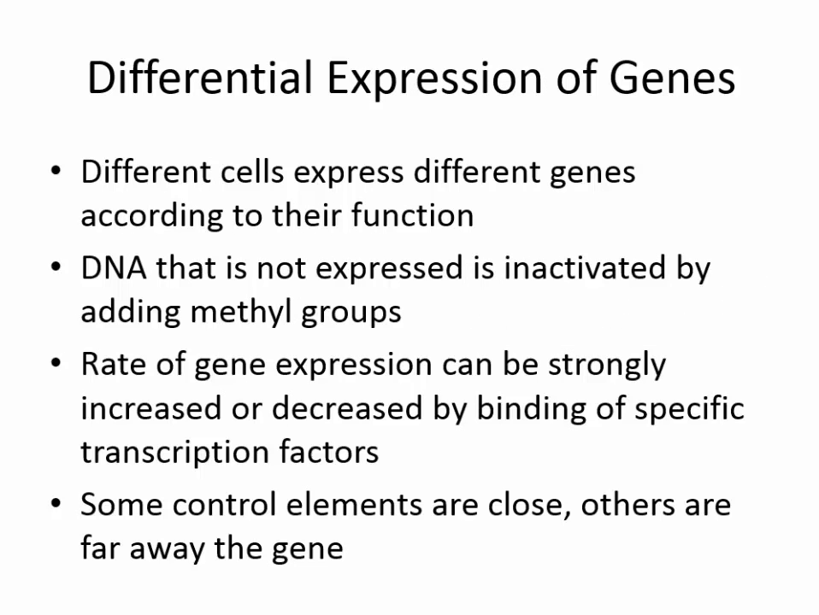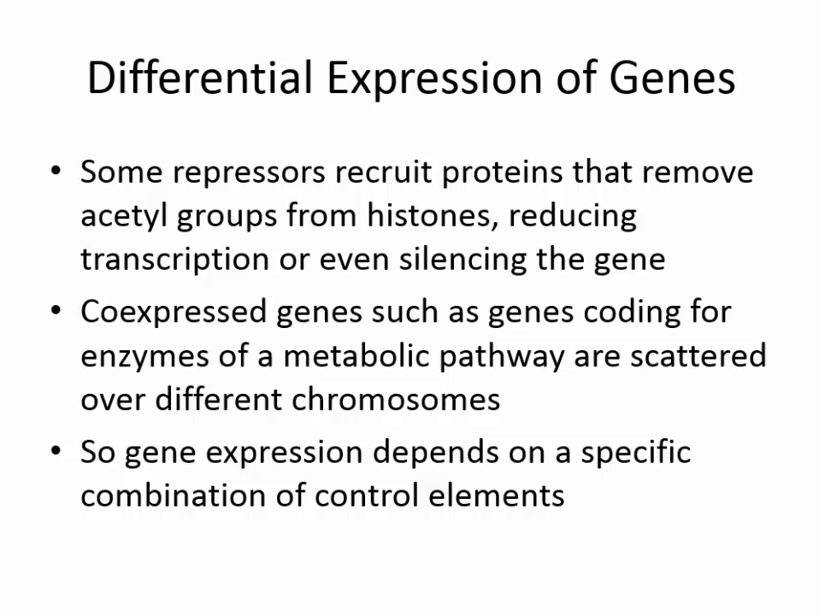Differential expression of genes. Different cells express different genes according to their function. DNA that is not expressed is inactivated by adding methyl groups. The rate of gene expression can be strongly increased or decreased by binding of specific transcription factors. Some control elements are close, others are far away in the gene. Some repressors recruit proteins that remove acetyl groups from histones, reducing transcription or even silencing the gene. Co-expressed genes, such as genes coding for enzymes of a metabolic pathway, are scattered over different chromosomes.